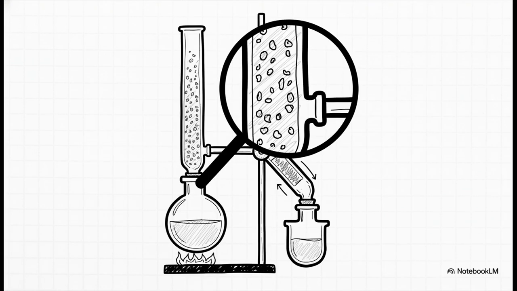Let's look at a really specific one, distillation, which uses heat to evaporate and separate components. But you really need to know the rule for when to use fractional distillation. Fractional distillation is required when the boiling points of the component parts in your liquid mixture differ by less than 25 degrees Celsius. If the difference is larger than 25 degrees, well, you can just use simple distillation.